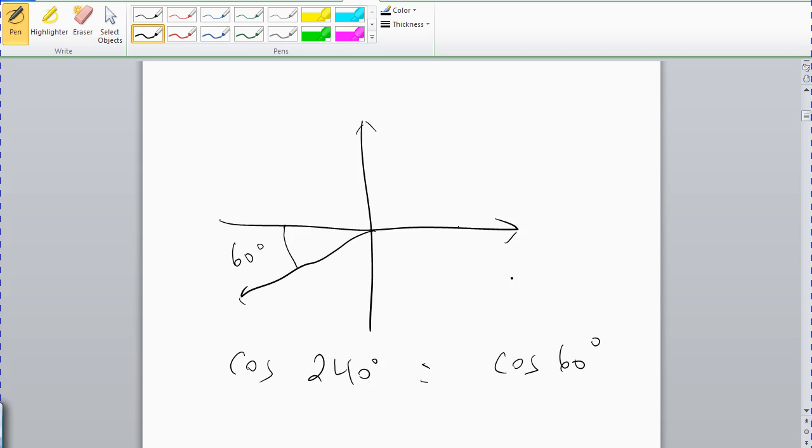Now here's the only other thing we have to worry about. We're in the third quadrant. In the third quadrant, our x values are negative. And cosine is an x value, so that means it's actually a negative cosine of 60. That's all I'm doing. And cosine of 60 is the same as sine of 30. Sine of 30 is 1/2, so that's negative 1/2.